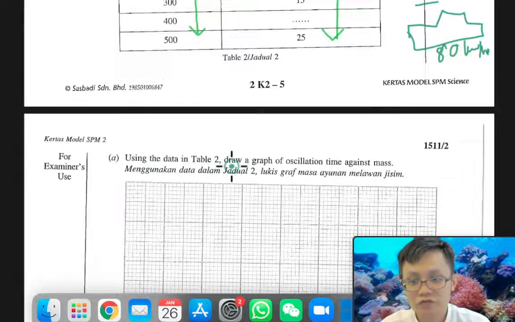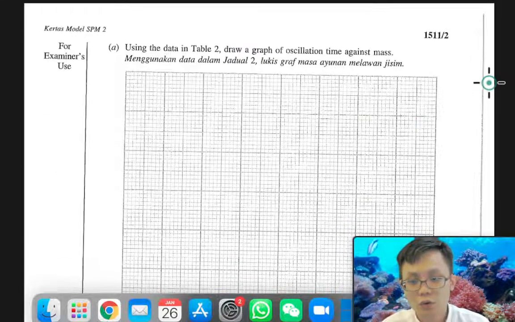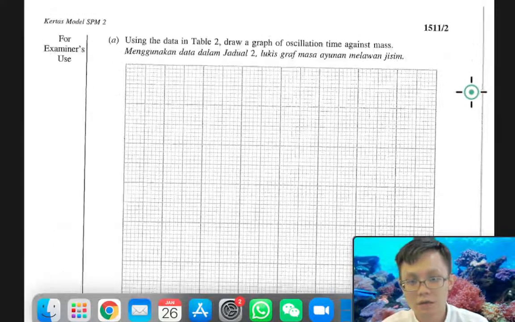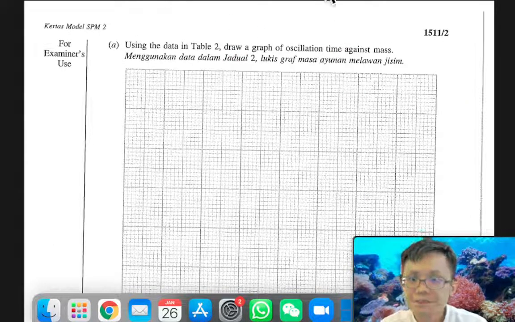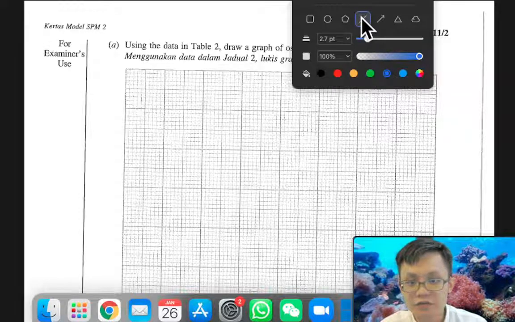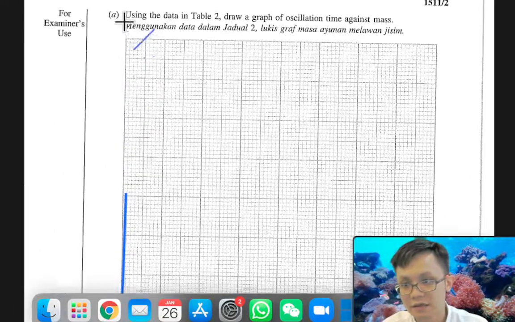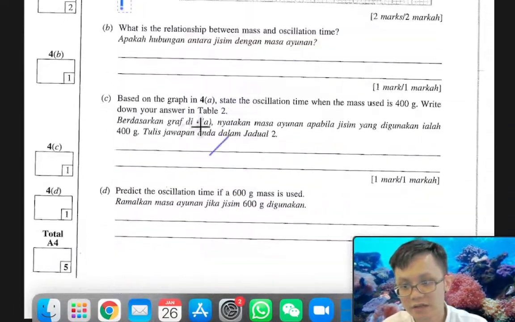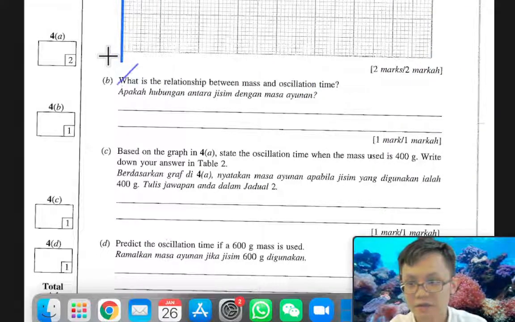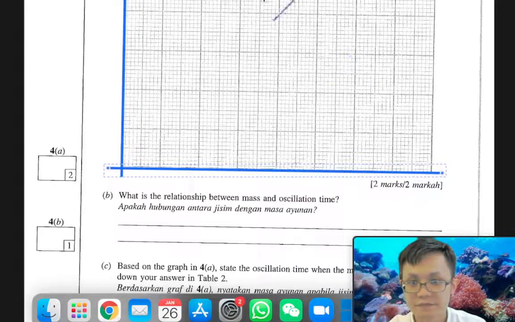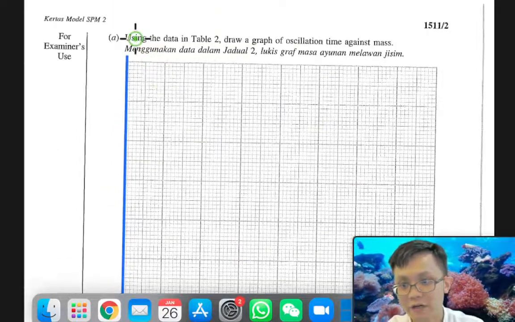Use the table to draw a graph of the oscillation. Okay, they asked me to draw. What is the first thing to do? The first thing is just to draw the straight line. I draw a straight line here, and here also I draw a straight line. Maybe I like to put an arrow up here.